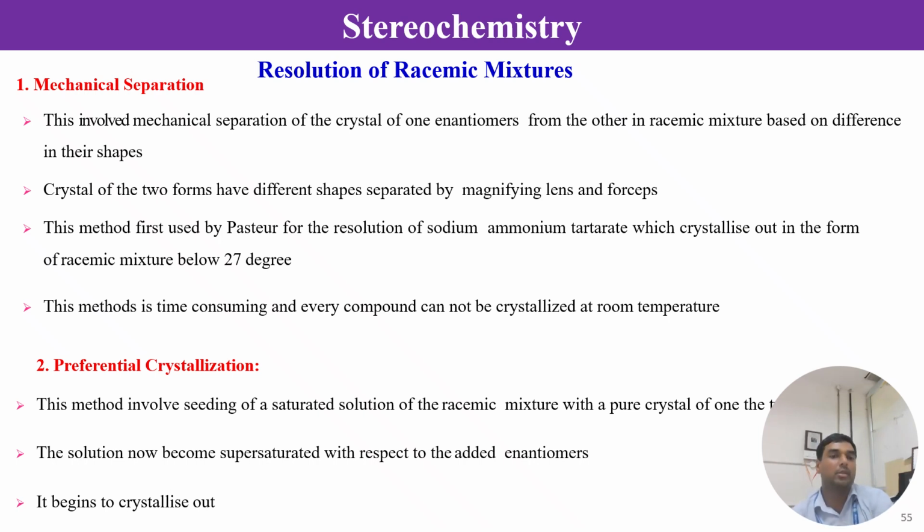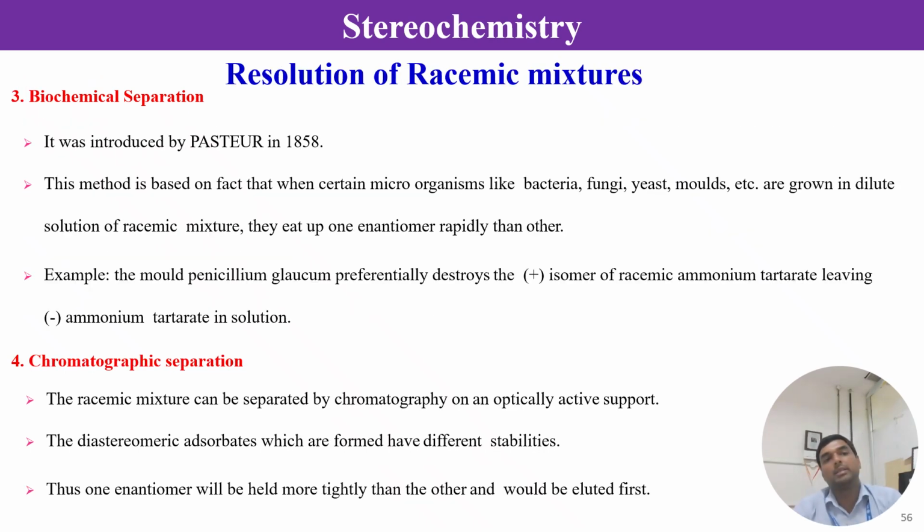Preferential crystallization: the method involves seeding a saturated solution with a pure crystal. The solution now becomes supersaturated with respect to the added enantiomer and begins to crystallize. Biochemical separation is based on the principle of Louis Pasteur. Certain microorganisms will consume one of the enantiomers, whereas the other enantiomer will grow rapidly.